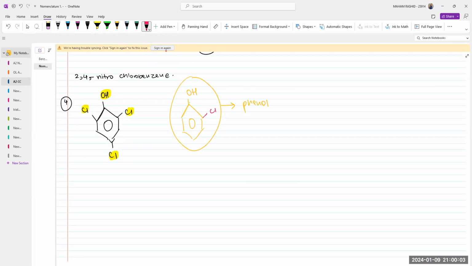Now I have added substituents to it, which are chlorine atoms on the second, fourth, and sixth position. So my root name is phenol, and I know that something needs to come at the back of it. And what needs to come at the back of it are the names of the substituent. So how will I be naming this? 2,4,6-chlorophenol. Trichloro, right? Because we have three chlorines. Okay. Trichlorophenol.